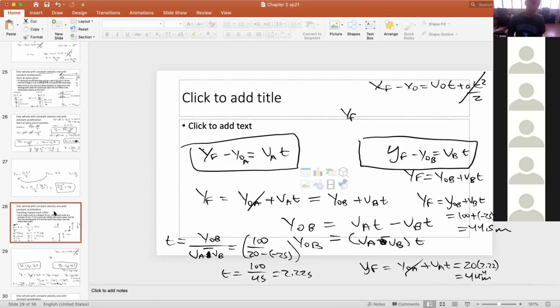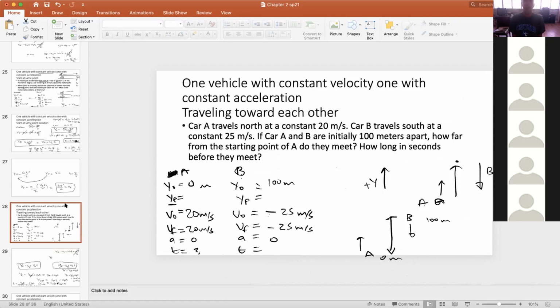The big reason why I put this on this PowerPoint, though, is make sure that you're always listing your variables. Make sure that your signs are correct. These are vectors. So V has a sign. In this case, A and B, their velocities were in opposite directions. A was positive, B was negative. And then you only can solve this if you assume that they're going to meet at the same time. So their equations are linked by time, right?